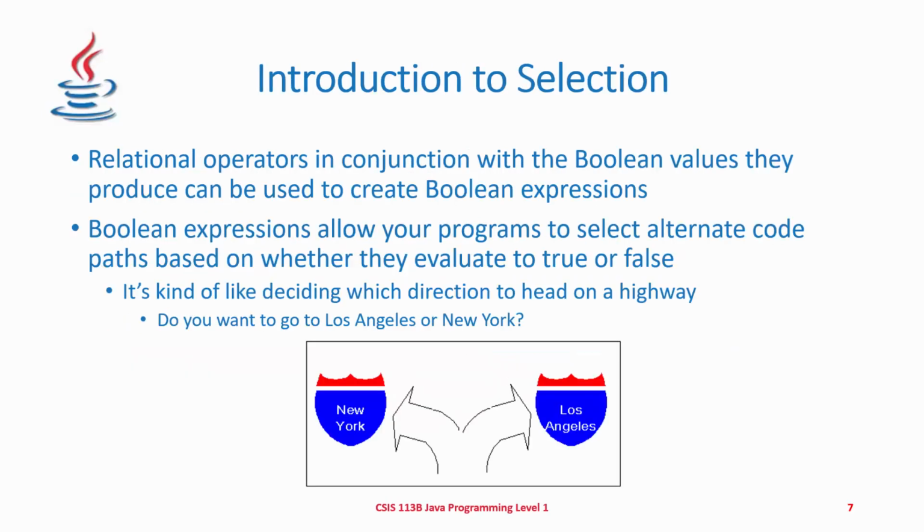Now we'll get you into selection. Relational operators, in conjunction with the Boolean values that they produce, can be used to create Boolean expressions. These Boolean expressions then allow our programs to select alternate code paths based on whether they evaluate to true or false. It's kind of like deciding which direction to head on a highway. Do you want to go to LA? Do you want to go to New York? Well, we could evaluate an expression to make that determination.